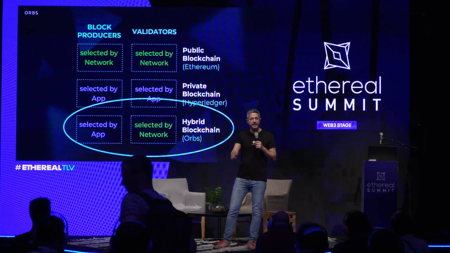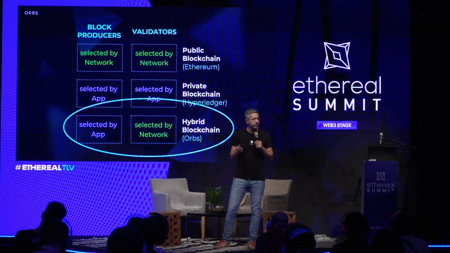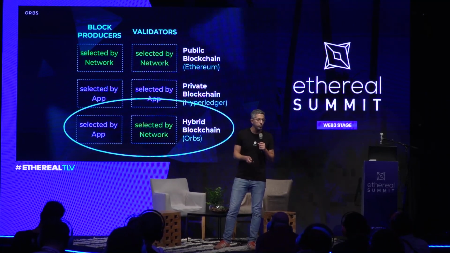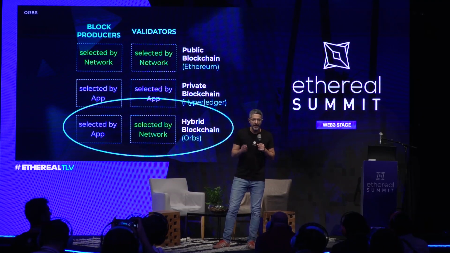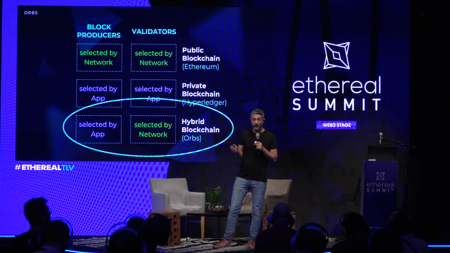What if we do this interesting thing? What if we have a hybrid architecture where one group is selected by the network and the other group is selected by the app? Now this opens up some very, very interesting implications. This is exactly what we're doing in Orbs.